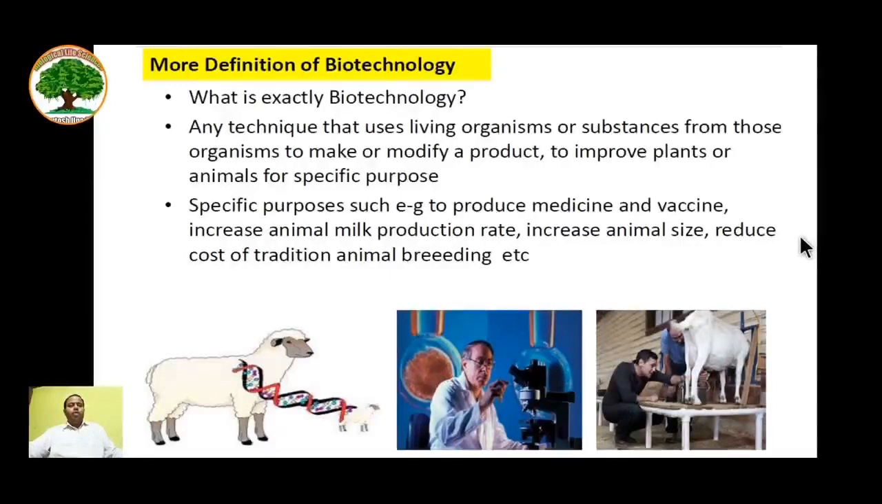There are a few more definitions of biotechnology. Let us see what they are. Any technique that uses living organisms or substances from those organisms to modify a product or to improve a plant or animal for a specific purpose. It means that whatever change we are making will be beneficial to humankind. Specific purposes, for example, to produce medicine and vaccines, increase animal milk production rate, increase animal size, and reduce the cost of traditional animal breeding. You can see here these are the various ways through which we can change the living organisms.